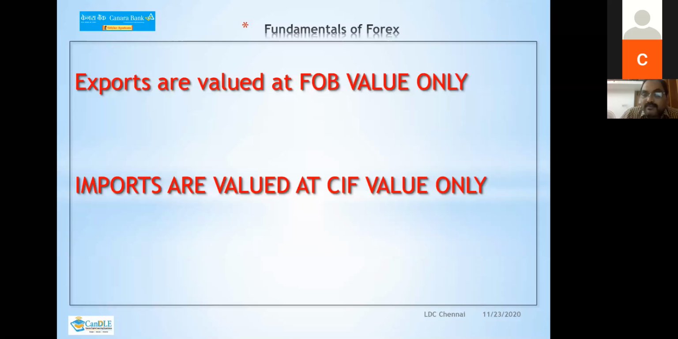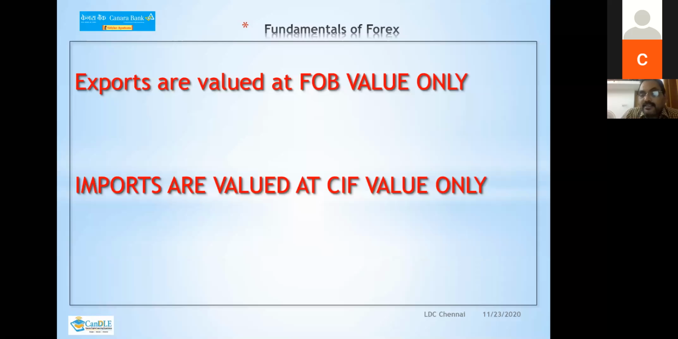When I'm exporting something from India, what is the value India is getting? Free on board is the only value. Up to that only India is getting money. Beyond that, it may earn. So exports are always valued at which value? FOB value only. Imports, what is the value? Imports are always valued at CIF value only.